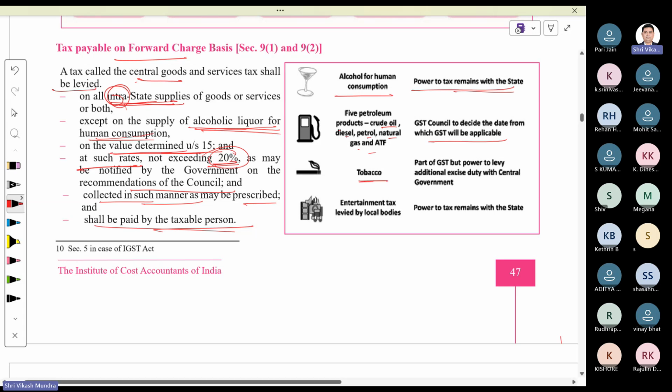Tobacco. Tobacco is a special product. It is a part of GST. However, the central government may levy excise duty on it. Entertainment tax levied by the state government is subsumed in GST, but entertainment tax levied by local bodies like municipal corporations, etc., is still there.